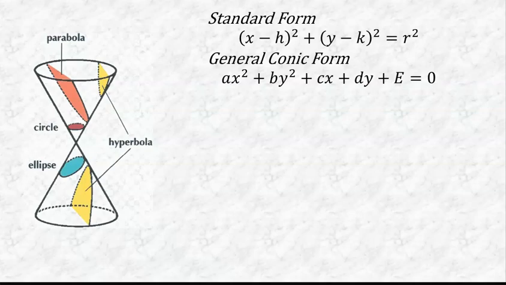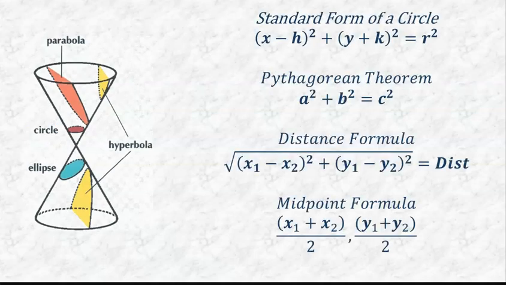But essentially, conic sections come in 2 forms. They come in a standard form and a general conic form. We're going to be focused solely on circles, but in this case, we're going to be focused on finding equations of a circle when we're given a point on the circumference and/or a diameter or radius.